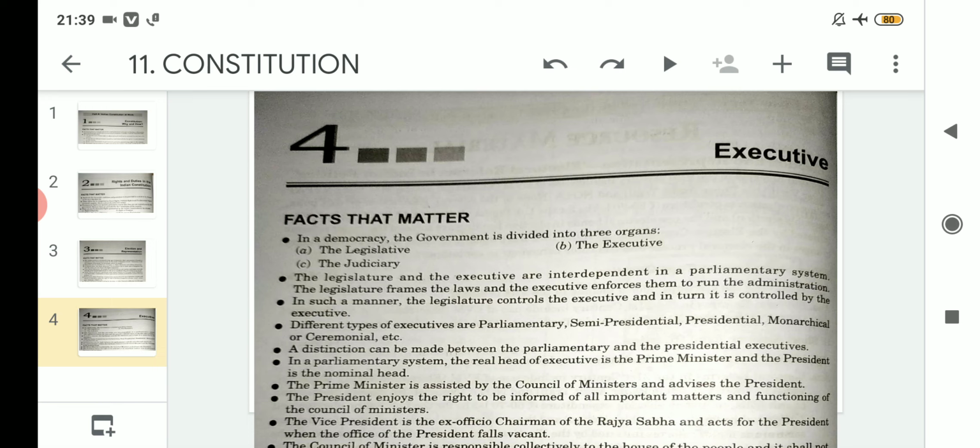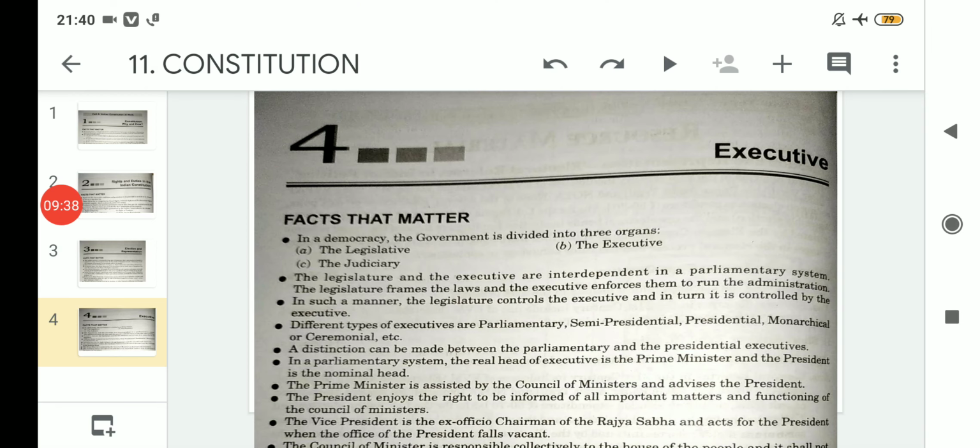And suppose the president is outside the country, or the post of the president is vacant, at that time who takes over and looks after the post? The vice president itself. So being the ex officio chairman of the Rajya Sabha, he or she may also act as the president when the post of the president is lying vacant. At that particular time, the vice president can take over that post.